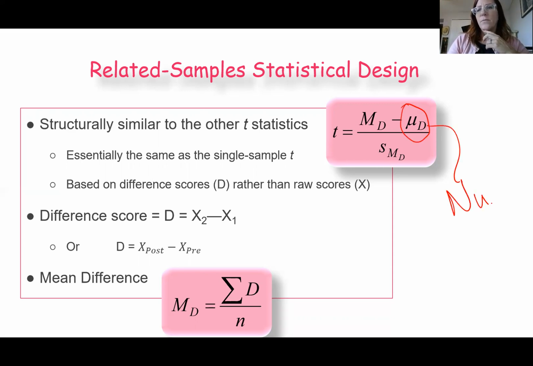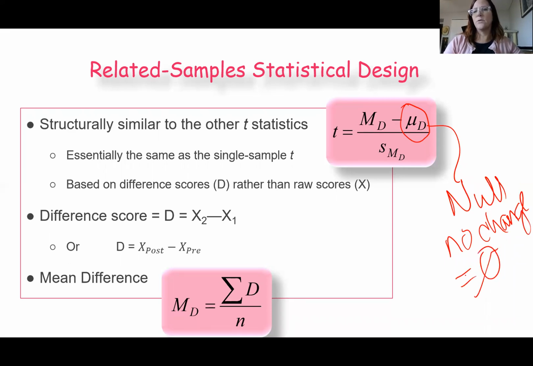This is the null. And if you remember with the one sample t-test, we were given the population mean, and the population mean was the null. But in this case, our null is that there is no change, right? Which is equal to 0. So that's always going to be 0 when we're dealing with a related samples design. That mu of d is our null, so it's 0.